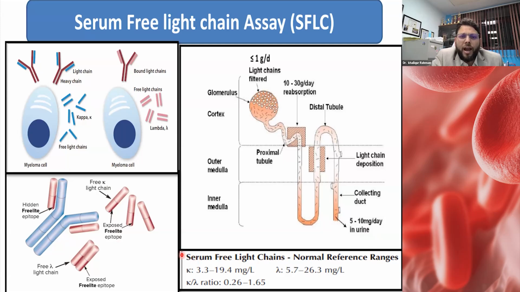So if we add an anti-sera, it will not detect anything which is hidden in intact immunoglobulin, and it will only bind to the exposed epitope on the free light chain. And that's how we measure free kappa and free lambda light chains. Their normal reference range is over here, and the ratio is roughly 0.26 to 1.65. It varies a little with age and with the renal function of a person.